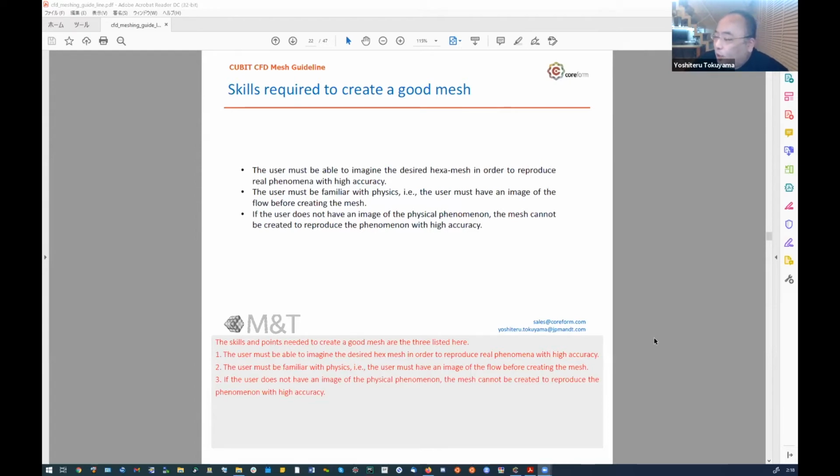The skills and points needed to create a good mesh are the three listed here. One, the user must be able to imagine the desired hexa mesh in order to reproduce real phenomena with high accuracy. Two, the user must be familiar with physics. That is, the user must have an image of the flow before creating the mesh. Three, if the user does not have an image of physical phenomena, the mesh cannot be created to reproduce the phenomena with high accuracy.